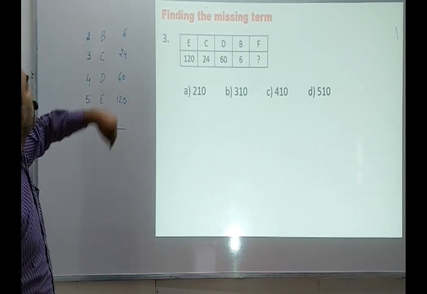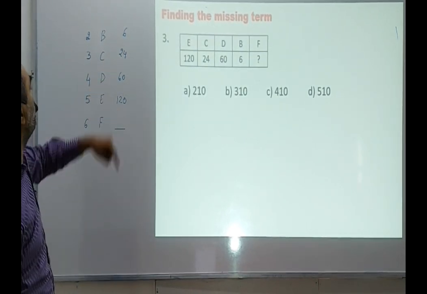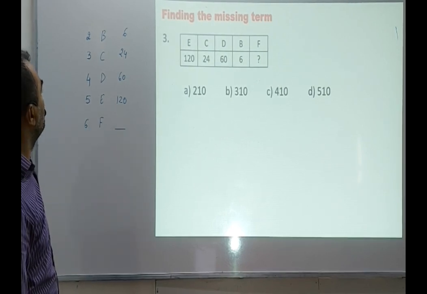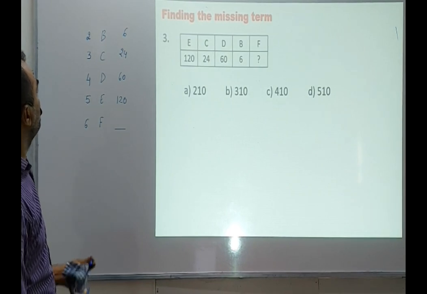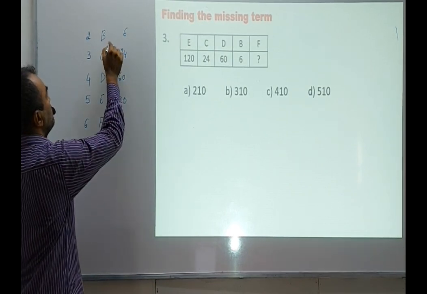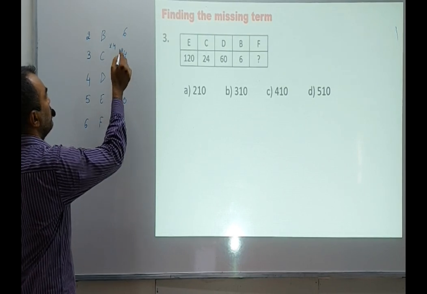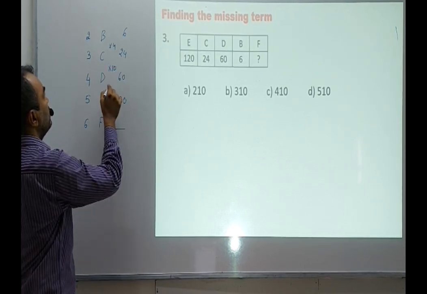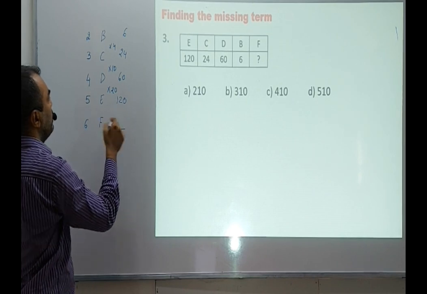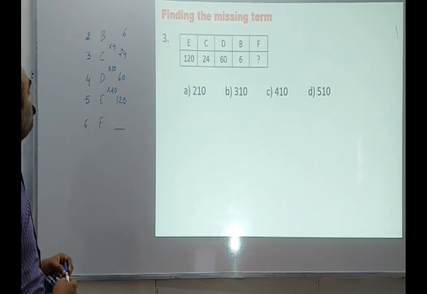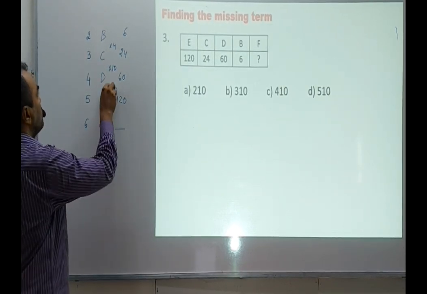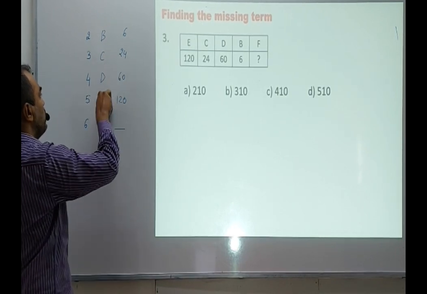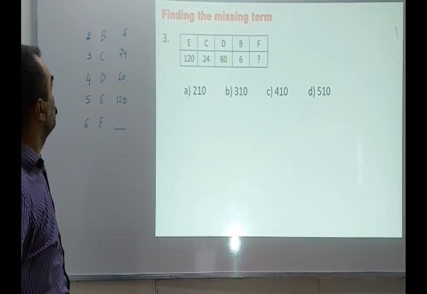Now how does 2 become 6? 3 becomes 24, 4 becomes 60, 5 becomes 120. These all are multiples of 6, right? So this is 6, 4 sixes are 24, 10 sixes are 60, 20 sixes are 120. So can you build any pattern from this? No, because 4 twos are 8, 10 twos are 20. So this doesn't seem to work. Okay? Change the line of thinking.